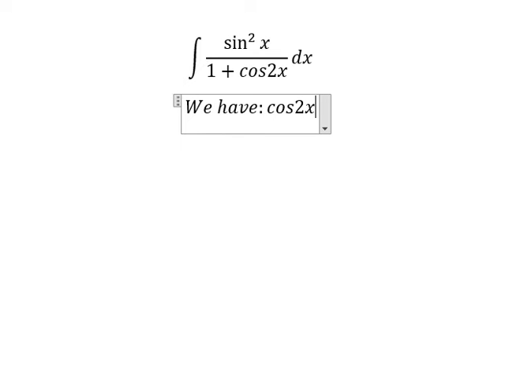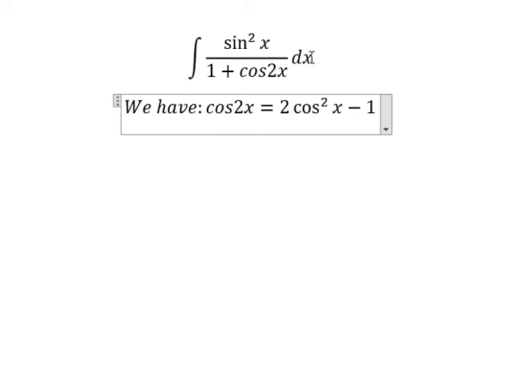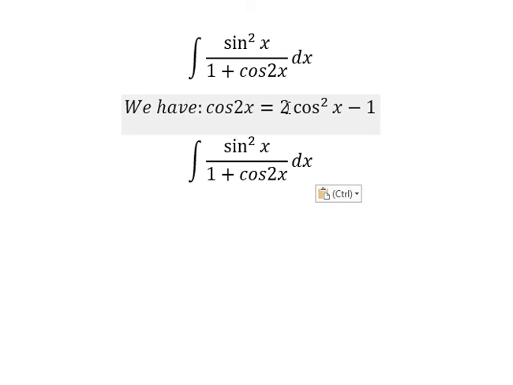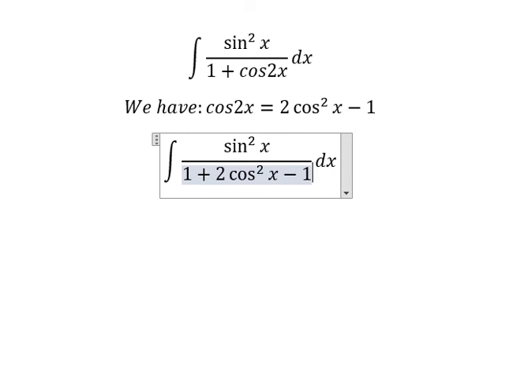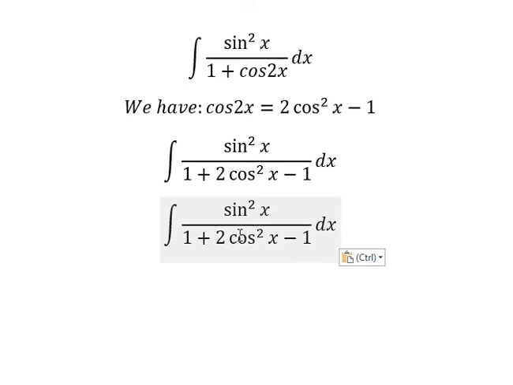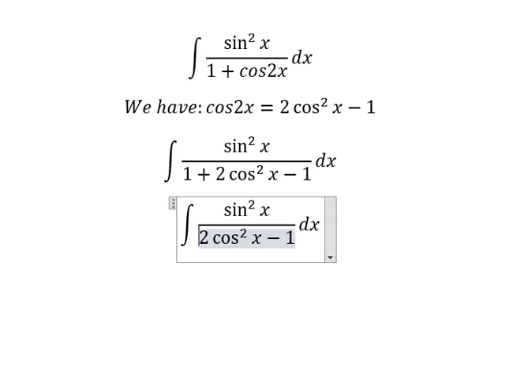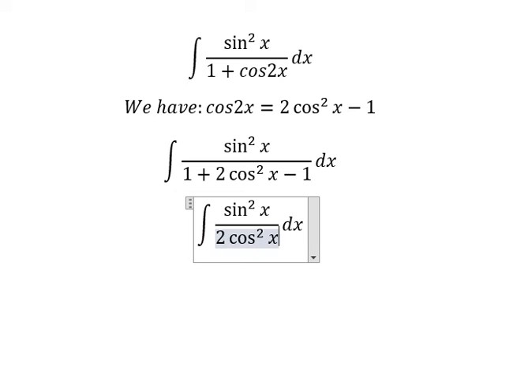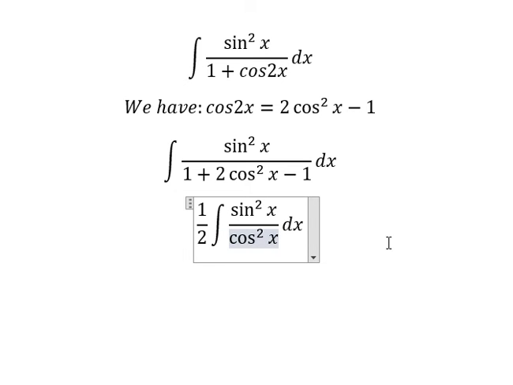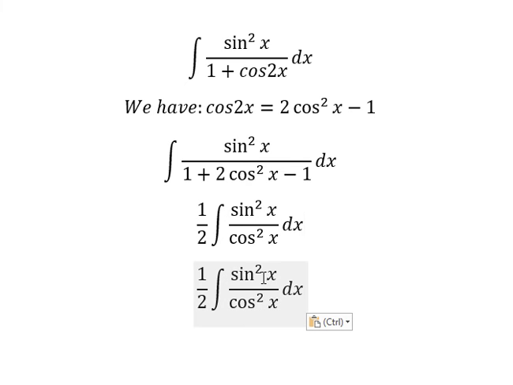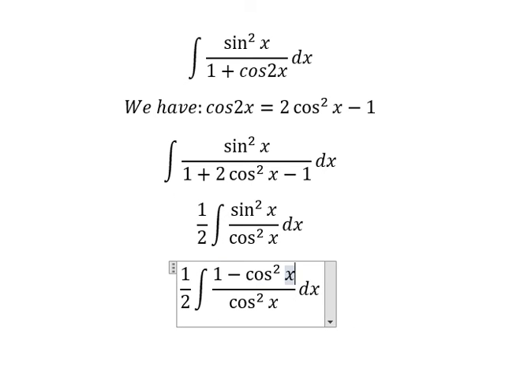That's about cosine 2x equal to 2 cosine x squared minus 1. So I will put this one in here. So 1 minus 1 we cancel. Number 2 I will put outside. About sine x squared we change by 1 minus cosine x squared.